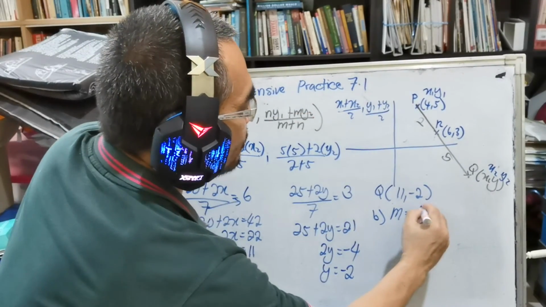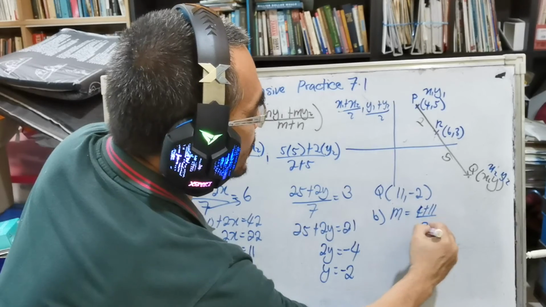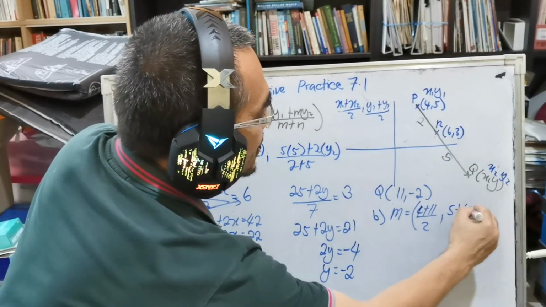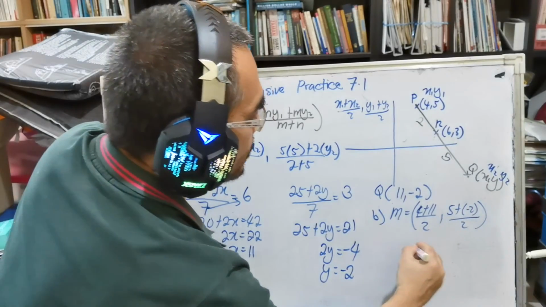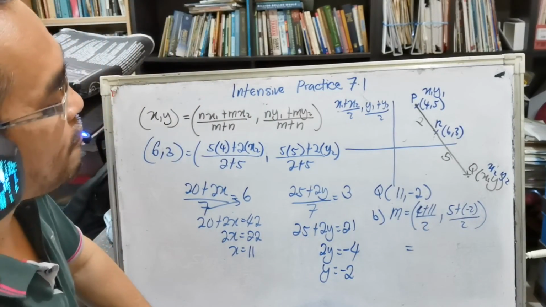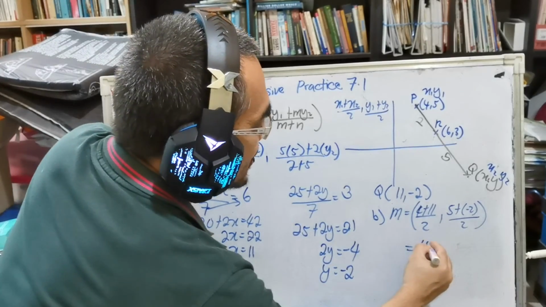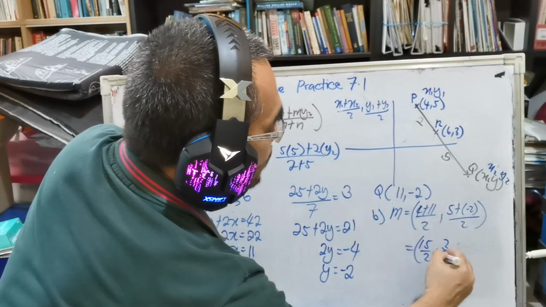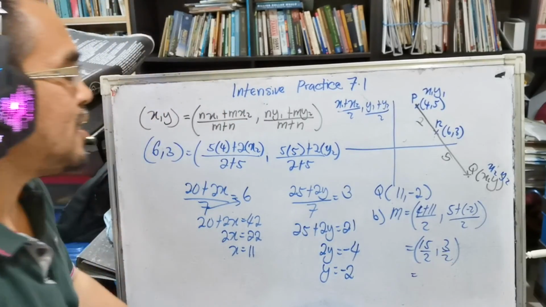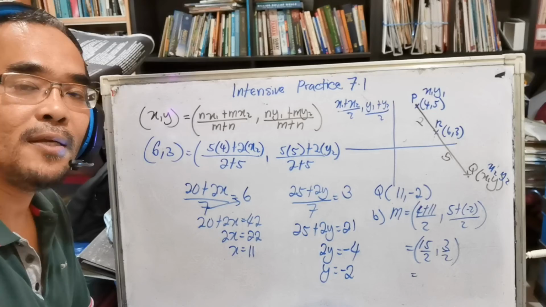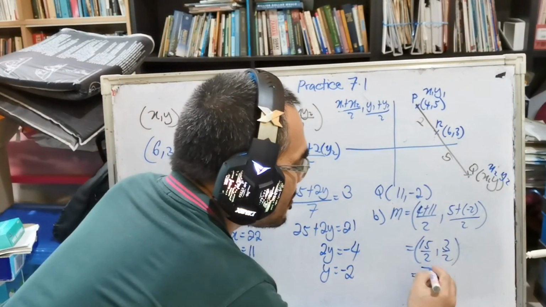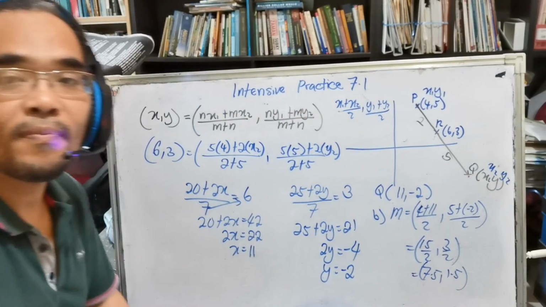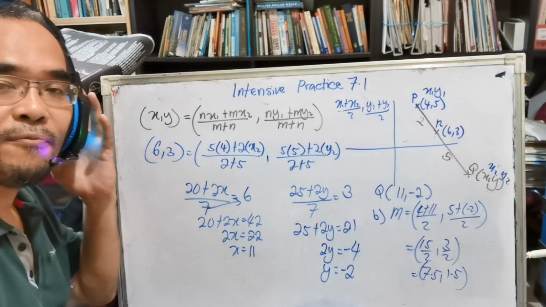So 4 plus 11 over 2, that is for x. And then for y is 5 plus negative 2 over 2. So 4 plus 11 will be 15, so 15 over 2. And this one will be 3 over 2. If you want to put it in decimal, no problem: 7.5 and 1.5. Okay, hope you benefit from this class.